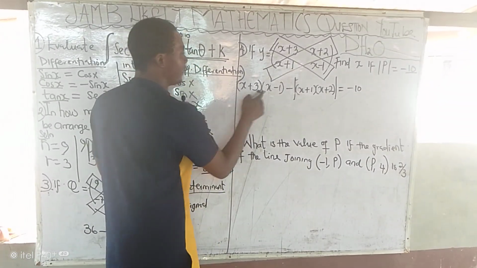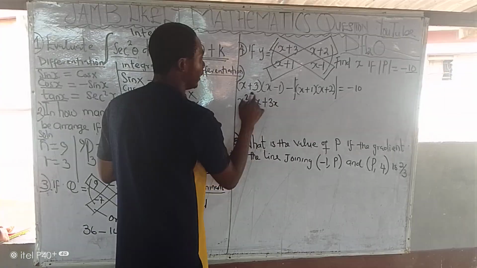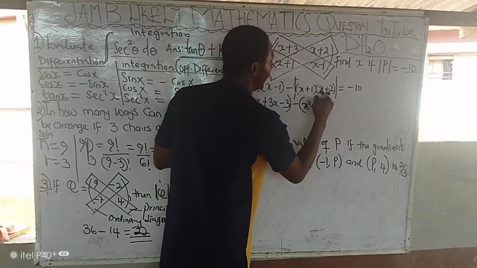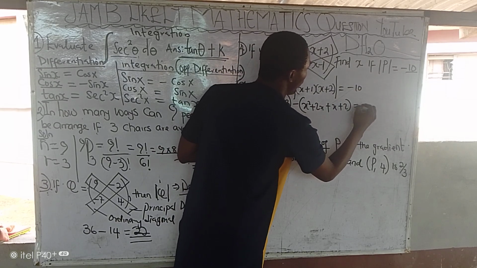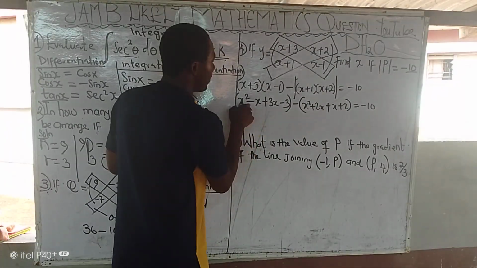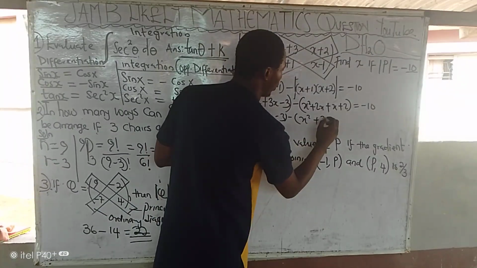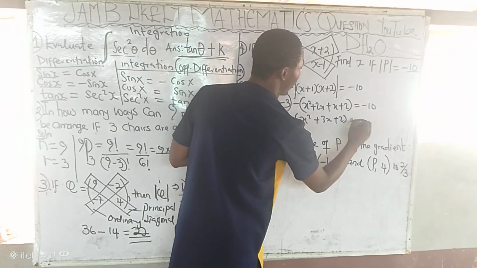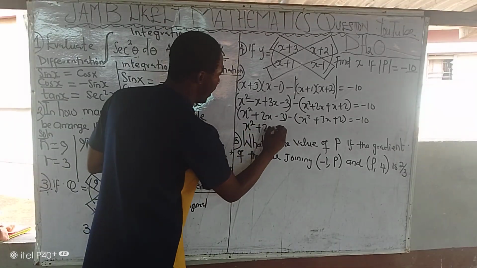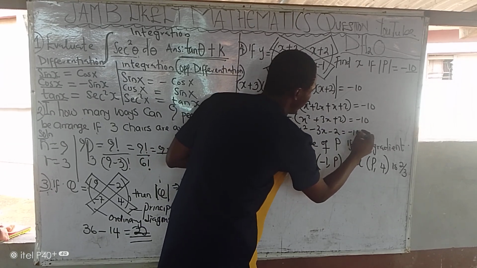Now I'm going to open this bracket. x times x, x squared; x times minus 1, minus x; this times this, plus 3x; this times this, minus 3. So we have this together minus: x times x, x squared; x times 2, 2x; x times 1, x; 1 times 2, 2, equals minus 10. So what do we have here? x squared, then if you add minus x plus 3x you have 2x, then minus 3. In one bracket, minus x squared, 3x, then 2, equals minus 10. So we open the bracket with this minus sign so that we have x squared plus 2x minus 3. This will give us minus x squared minus 3x, then minus 2, equals minus 10.